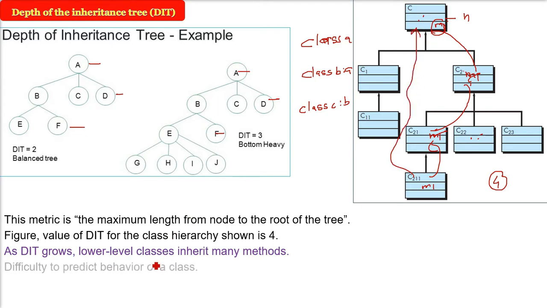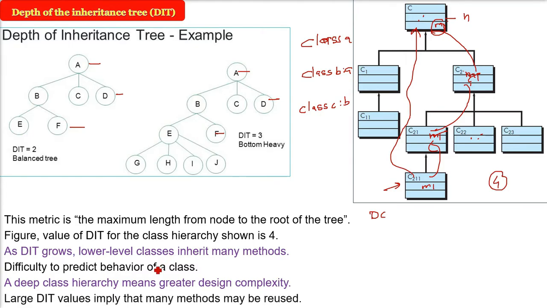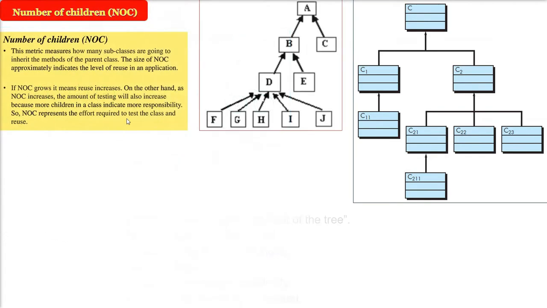So we will have difficulty in predicting the behavior of the classes which are at the lower depth in the inheritance tree. So a deep class hierarchy, clearly you see, means that the design complexity of your design is quite high. Large DIT values imply many methods can be reused, because the C method has been reused in C2, C2 has been reused in C21, C21 is reused in C211. So reuse can be a benefit here.